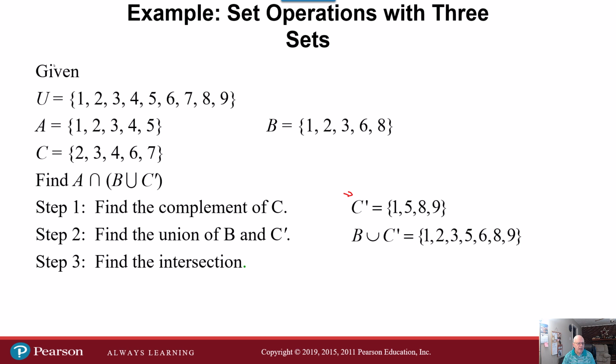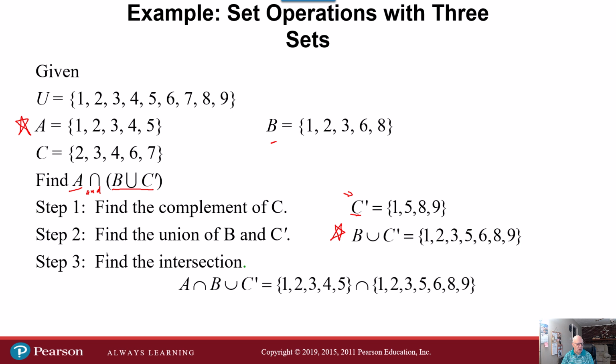Both this and this thrown together. And that's the 1, 2, 3, 5, 6, 8, 9. Now you're going to intersect that with A. What does intersect mean? It means what elements are in here and, intersection means and, in this set. What's in both of them. So you're looking at what's in this and what's in this. What do they have in common? And that will be the intersection.